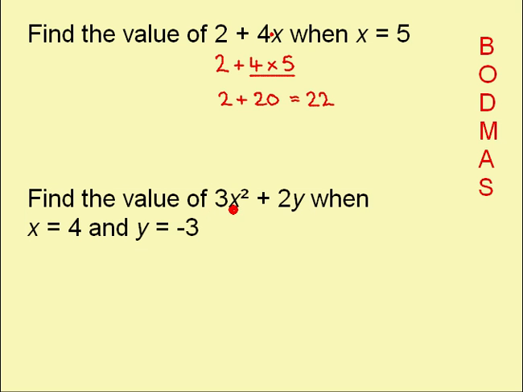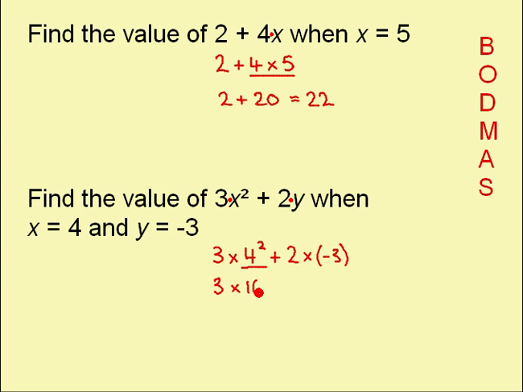In the same way for this one, we've got an invisible times sign here and an invisible times sign here. So we've got 3 times x squared, and x is 4, so that's 4 squared, plus 2 times y, and y is minus 3. So now we refer to BODMAS again. Brackets come first, but these brackets are just keeping the minus locked in with the 3. There's nothing actually to do in here. Other, that's things like squares and square roots, and we've got one of those. The 4 squared is 16.